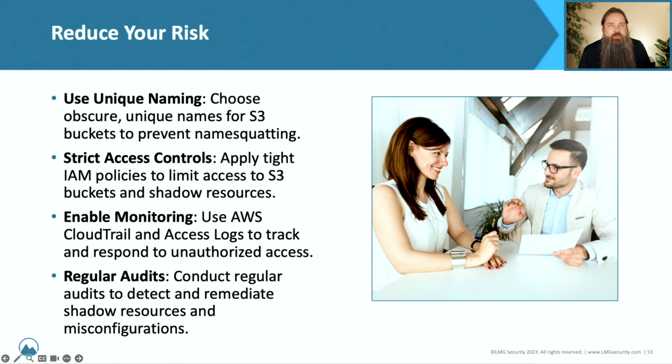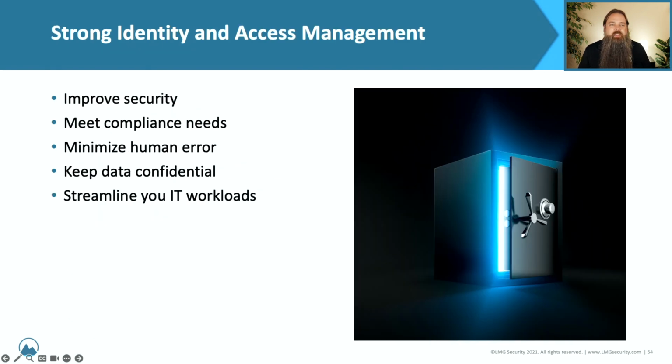Also, strict access controls. Make sure that we are doing strong identity and access management to limit access to S3 and other resources, especially things that could potentially create new resources in our environment. We want to make sure we have CloudTrail and access logs turned on so we can see when something like this might happen. And then we want to audit regularly just to make sure that we are aware of, one, the assets that we're actually running in the cloud, and two, the potential for conflict if something is not put together in a secure formation.